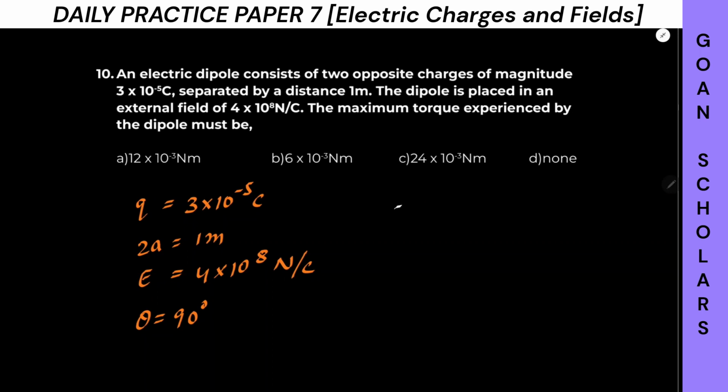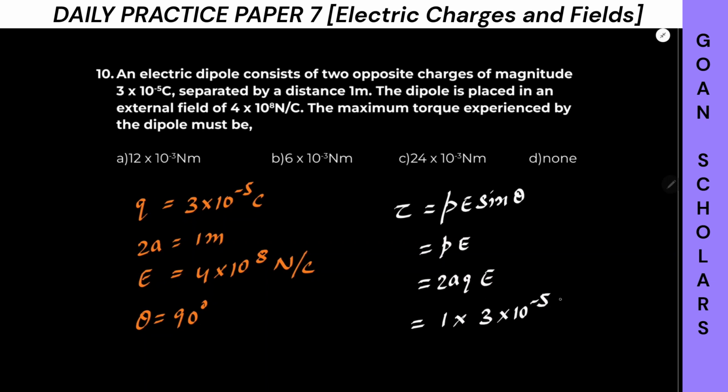So torque tau is equal to PE sine theta, and as theta is 90 degrees, it will be P into E. So it will be 2aQ into E. Let's substitute the values. What is 2a? 1 meter. Q is 3 into 10 to the power minus 5. Electric field E is 4 into 10 to the power 8. So 4 threes are 12, into 10 to the power 3 newton meter. So 12 into 10 to the power plus 3 it is. And here it is given minus 3. So the correct answer for this is plus 3, so option D, which is none. The correct answer is none. 10 to the power plus 3 it is. This was paper 7.